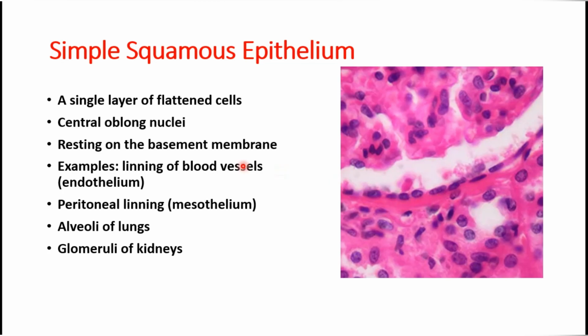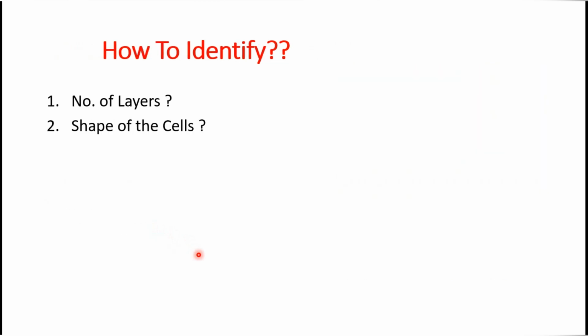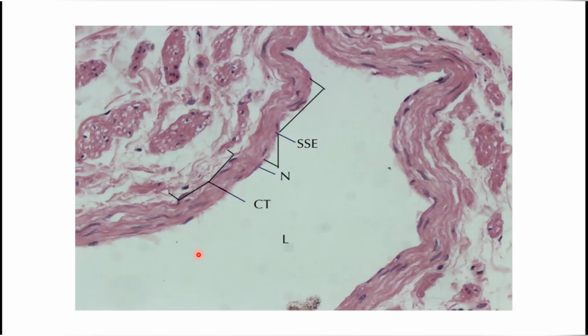Okay, where can you find simple squamous epithelium? It will be present in the lining of blood vessels, where it is called endothelium. You can find it in the peritoneum, where it is given the name of mesothelium. Similarly, we can have it in the alveoli of lungs, where it forms the exchange of gases, and in the glomeruli of kidney. How to identify it? Again, by the number of layers and by the shape of cells.